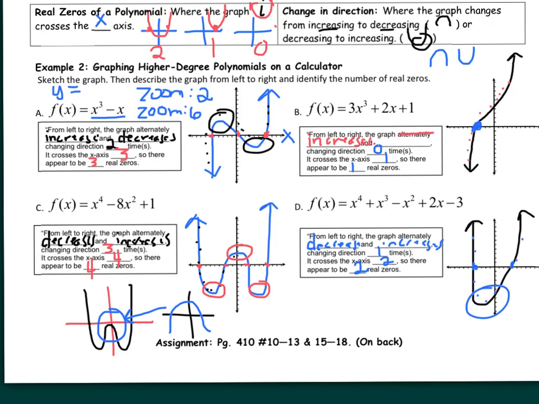If you don't have your own graphing calculator, you can always Google free online graphing calculator and type in those equations so you can look at the shapes of the graphs, because all you need to do is get the shape so you can make the sketch.